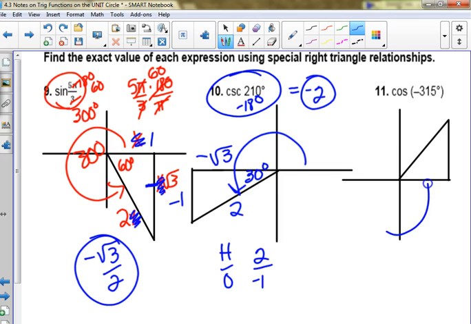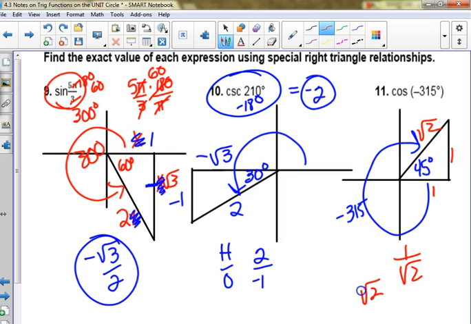All right, one more, -315. If I subtract from 360, I get 45. Uh-oh. Not the same pattern at all, right? This time it's 1, 1, and square root of 2. If I make x 1, everybody okay? So cosine, adjacent over hypotenuse, which is square root of 2 over 2. Everybody good?